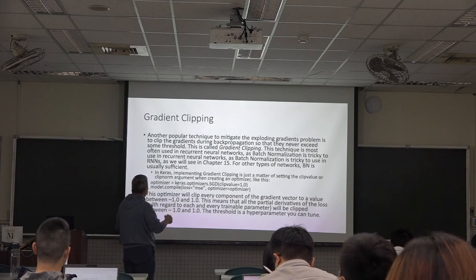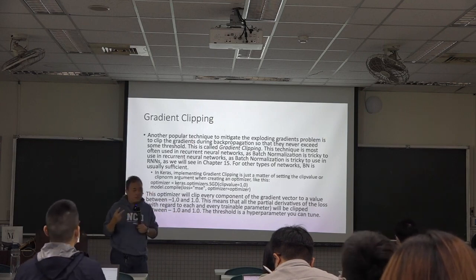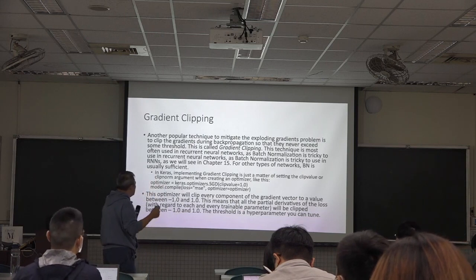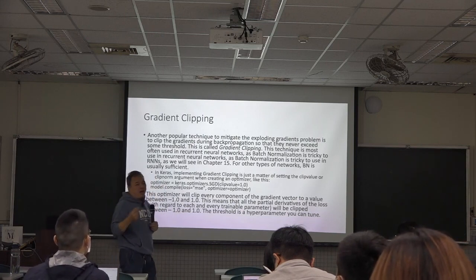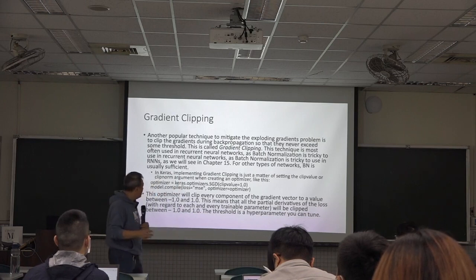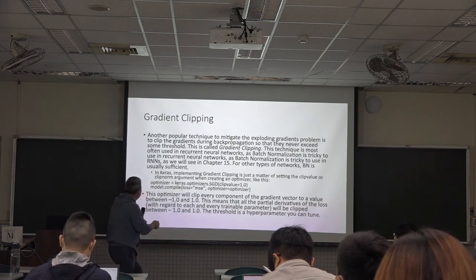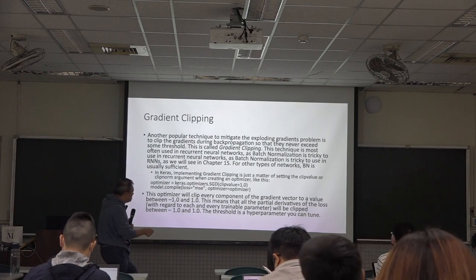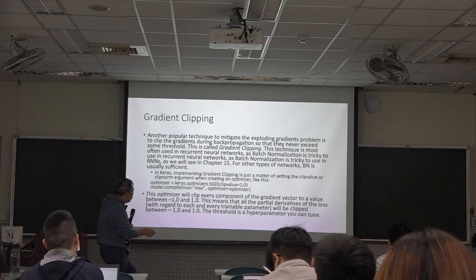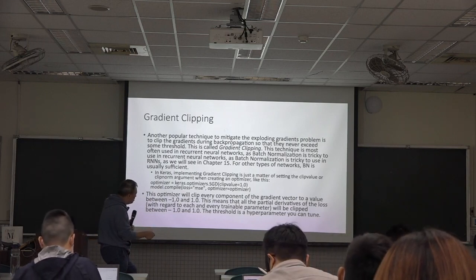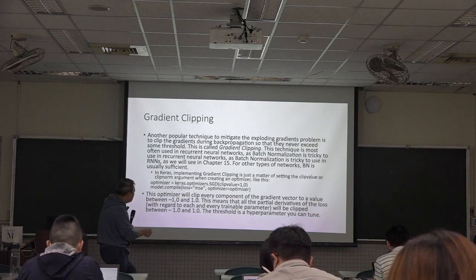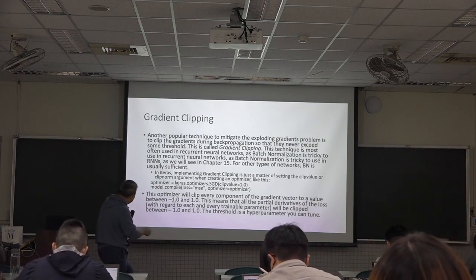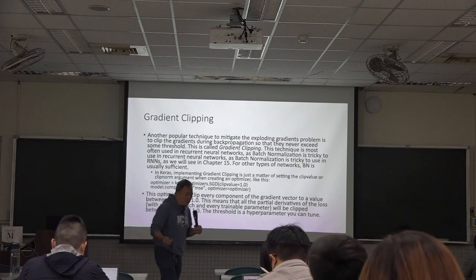For gradient clipping, there are two ways to clip the gradient. One is called clip by value. One is called clip by norm. Let's talk about clip by value first. Implementing gradient clipping is very simple. Optimizer equals keras.optimizers.SGD, and inside here you just say clipvalue equals 1.0. Then you use this optimizer, and that's gradient clipping by value.